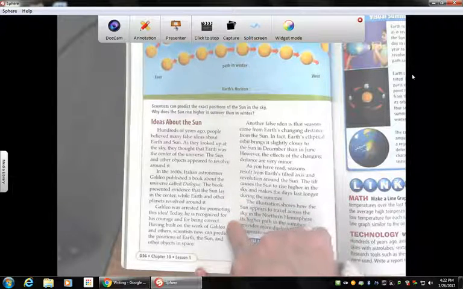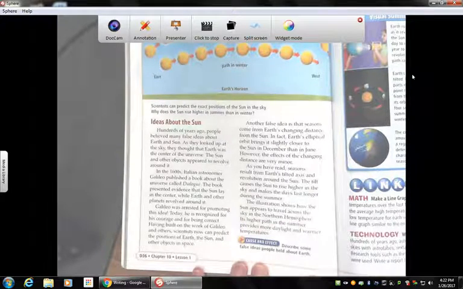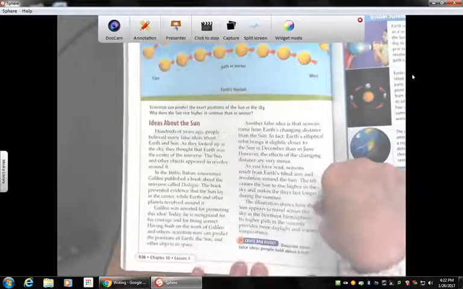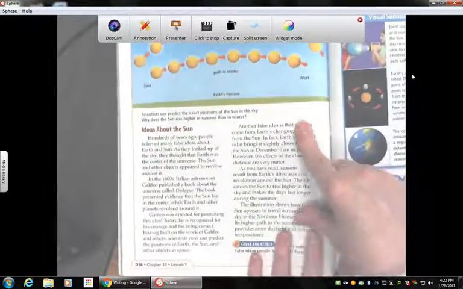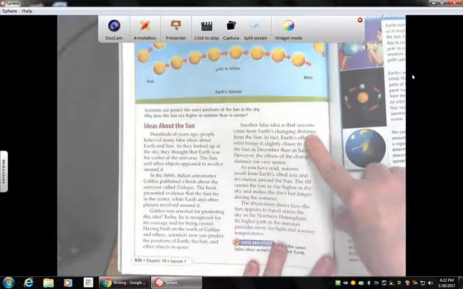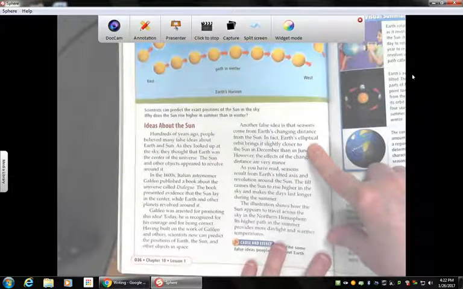Galileo was arrested for promoting this idea. Today he is recognized for his courage and for being correct. Having built on the work of Galileo and others, scientists can now predict the positions of Earth, the sun, and other objects in space. Another false idea is that seasons come from Earth's changing distance from the sun.